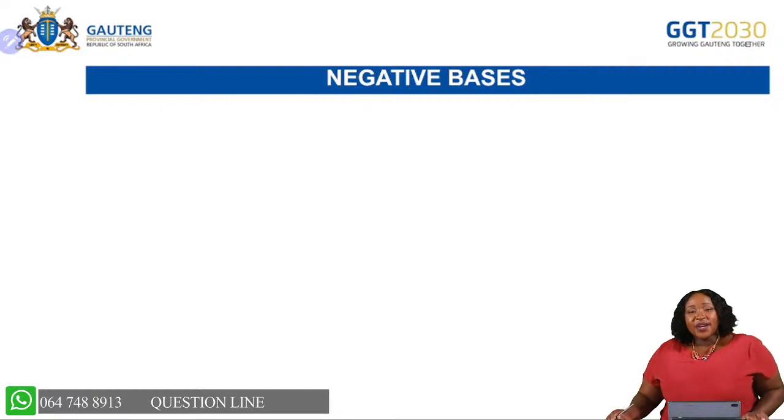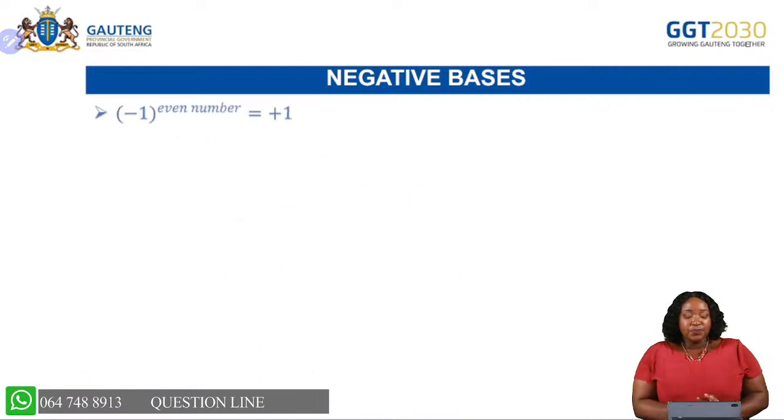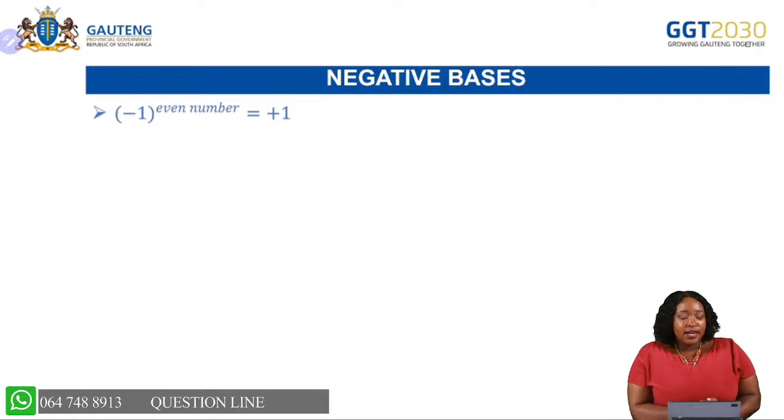Now let's have a quick refresher on negative bases. If you have -1 raised to an even number, you need to remember you will get a +1. Because when you multiply -1, let's say we have an even number such as 2 in the exponent, we would say -1 times -1, right? So that means we are multiplying a negative by a negative, and that will give us a positive. This is where we get +1.